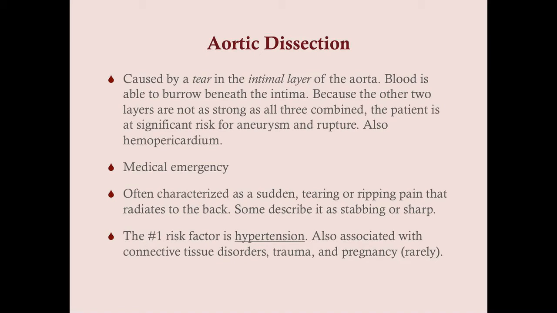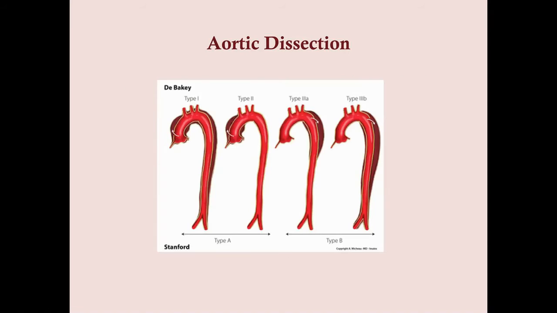Looking back at the patient's history, the number one risk factor is hypertension. But there are other things that we can associate with aortic dissection. One of them is connective tissue disorders. So if the patient has Marfan syndrome or Ehlers-Danlos syndrome. Acute trauma can be a cause of aortic dissection, and there is a peripartum aortic dissection, but that's very rare. But do remember that pregnancy can be associated too with aortic dissection.